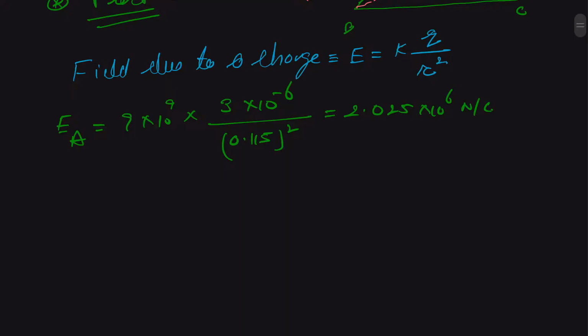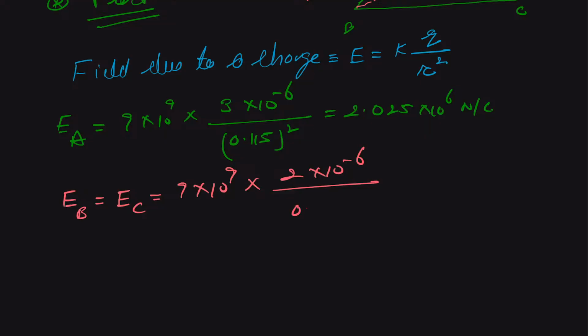And then we can find the electric field due to B, and that will be the same as the electric field due to C. So this comes as 9 into 10 to the power 9, and charge is 2 into 10 to the power minus 6, divided by 0.115 whole square, and this comes as 1.35 into 10 to the power 6 Newton per Coulomb.